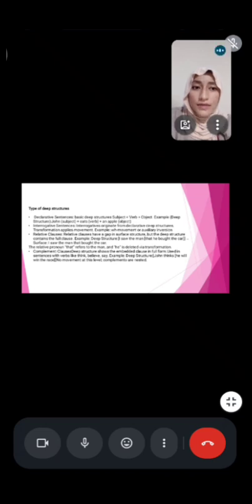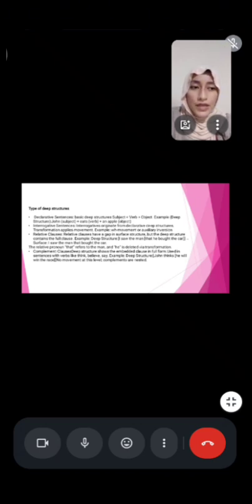Types of deep structure: declarative sentence, basic structure, subject plus verb, object. Example deep structure: John, subject, eats, verb, an apple, object. Interrogative sentence, interrogatives originate from declarative deep structure. Transformation applies movement. Example: WH movement or auxiliary inversion. Relative clauses have a gap in surface structure, but the deep structure contains the full clause. Example deep structure: I saw the man that he bought the car. Surface: I saw the man that bought the car. The relative pronoun that refers to the man and he is deleted via transformation.